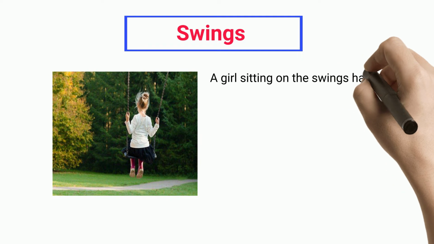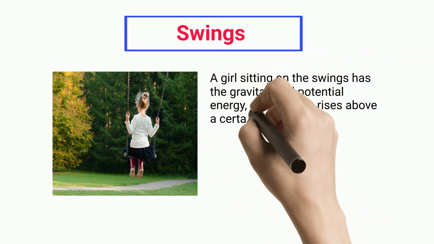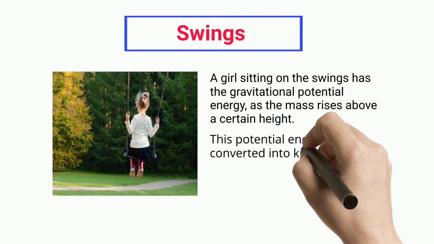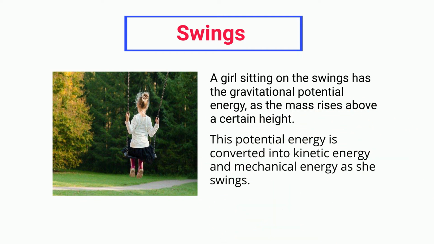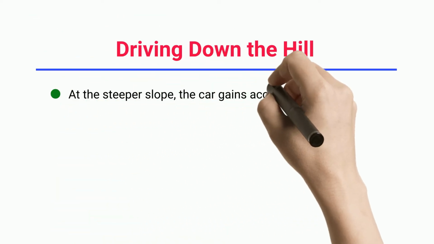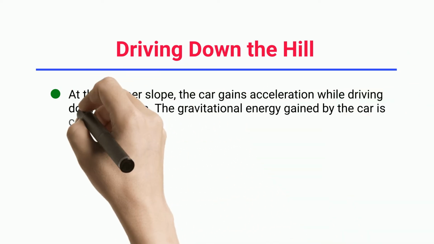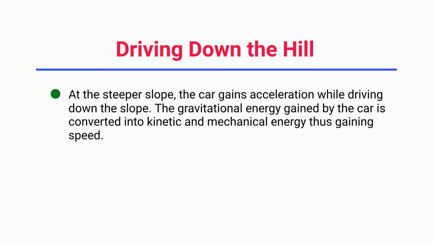Swings. A girl sitting on the swings has the gravitational potential energy as the mass rises above a certain height. This potential energy is converted into kinetic energy and mechanical energy as she swings. Driving down the hill. At the steeper slope, the car gains acceleration while driving down the slope. The gravitational energy gained by the car is converted into kinetic and mechanical energy, thus gaining speed.